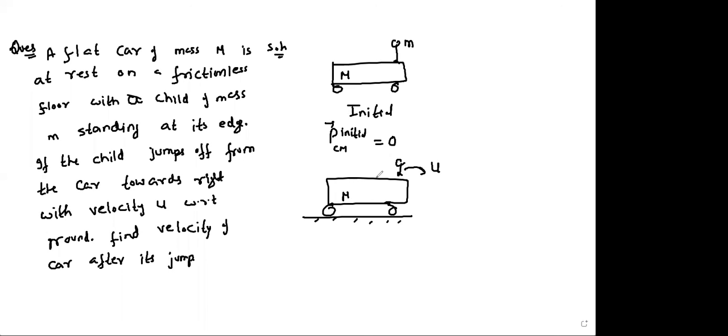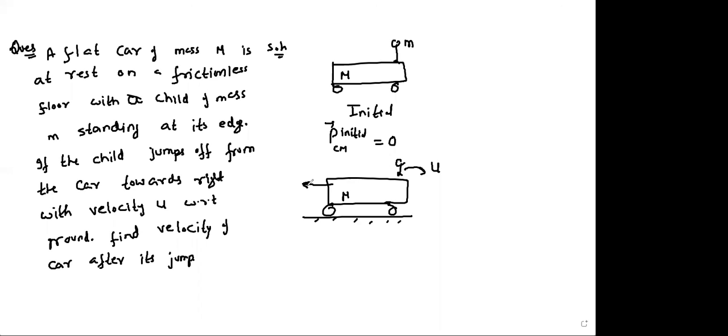Will the car remain at rest when the child jumps, or will something happen with the car? See, when you jump from this car and there is no friction, then this car will move in the opposite direction. This happens in a boat. If you have ever observed this, if a boat is floating on water and you jump from the boat, that boat will move in the opposite direction.